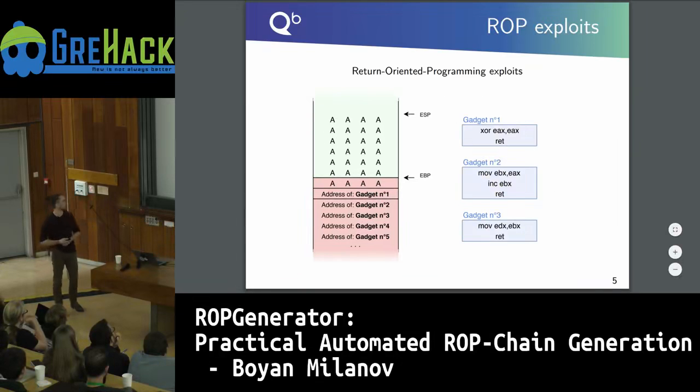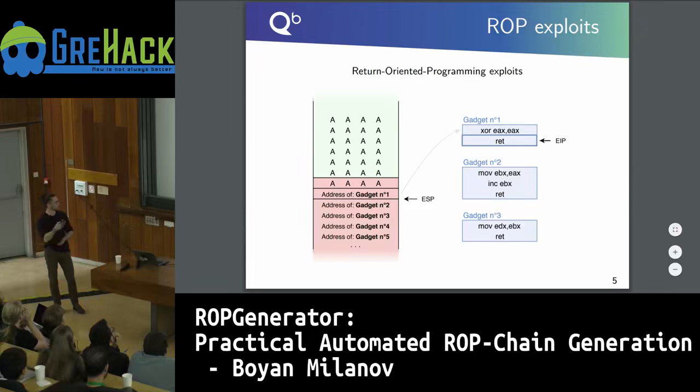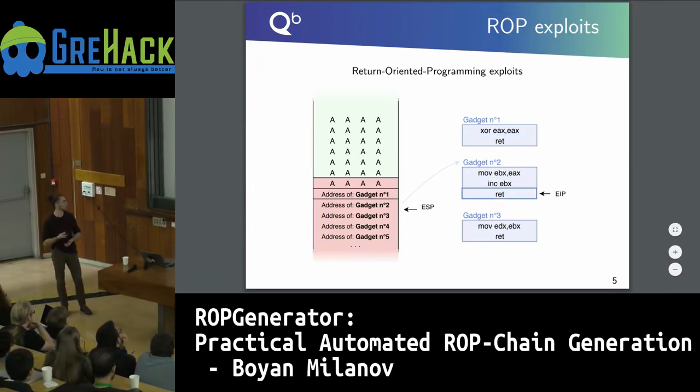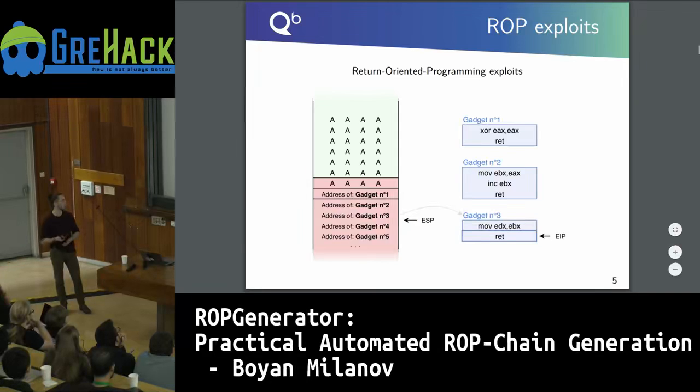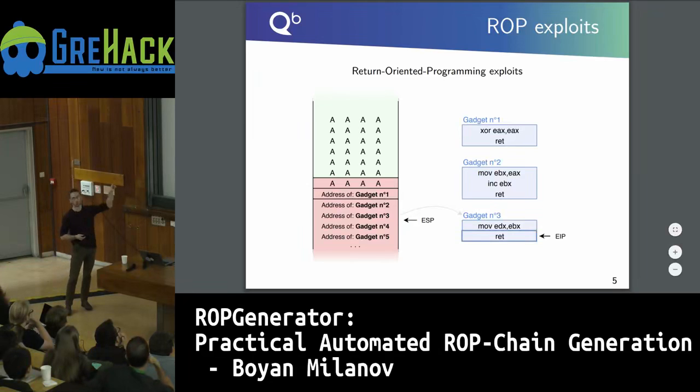So how it works in practice: when you return from the vulnerable function, you jump to the new return address, which is the address of the first gadget. Then you execute the instructions of the first gadget, and when you reach a return, you jump to the next address in the stack, which is the address of the second gadget. So you execute it, you reach a return, then you jump to the third gadget, and so on. By chaining gadgets, creating what we call a ROP chain, you can execute any sequence of malicious instructions in order to compromise the vulnerable system.